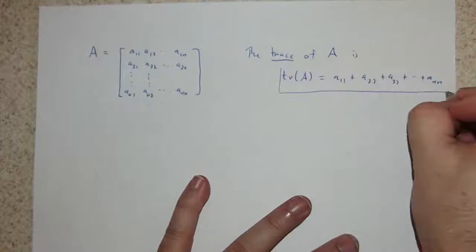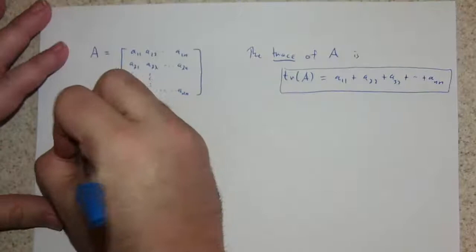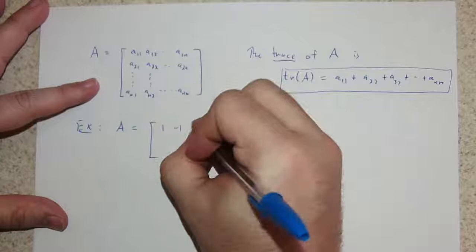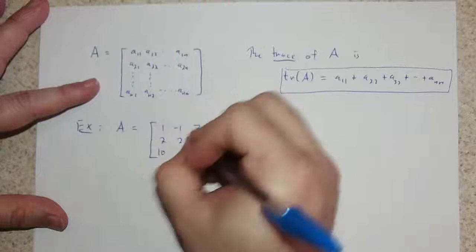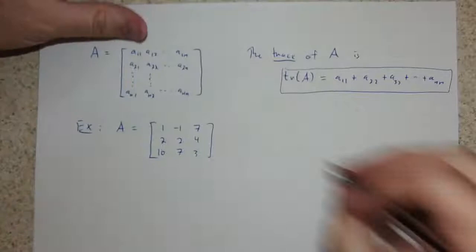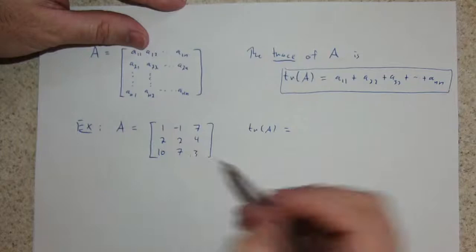So, if A is the 3 by 3 matrix 1, minus 1, 7, 2, 2, 4, 10, 7, 3, then the trace of A is the sum of the diagonal entries, 1 plus 2 plus 3. So 6.